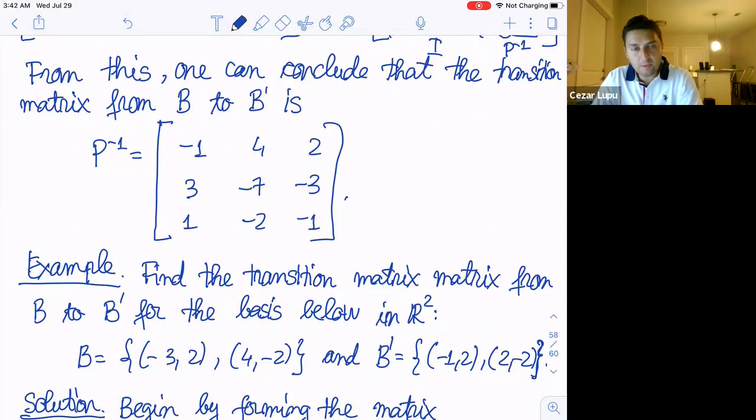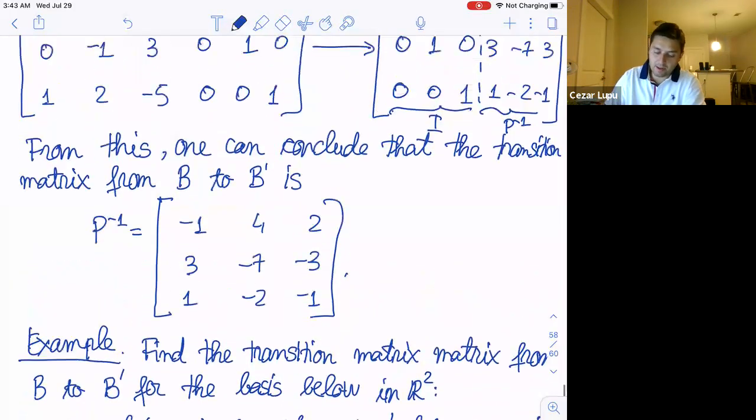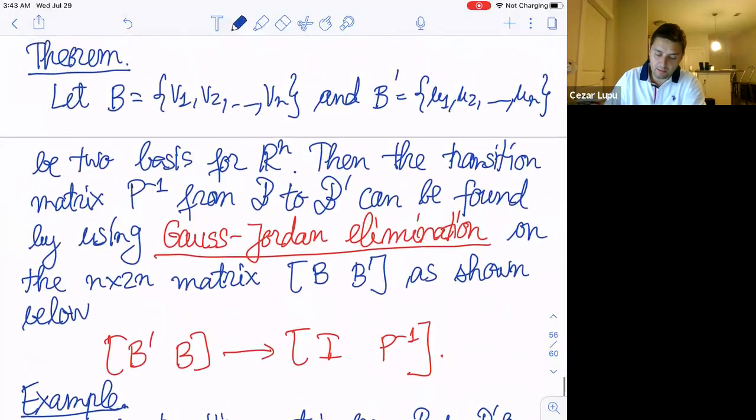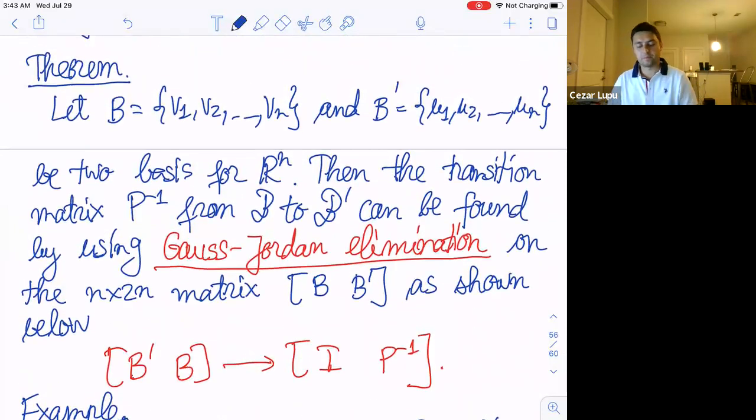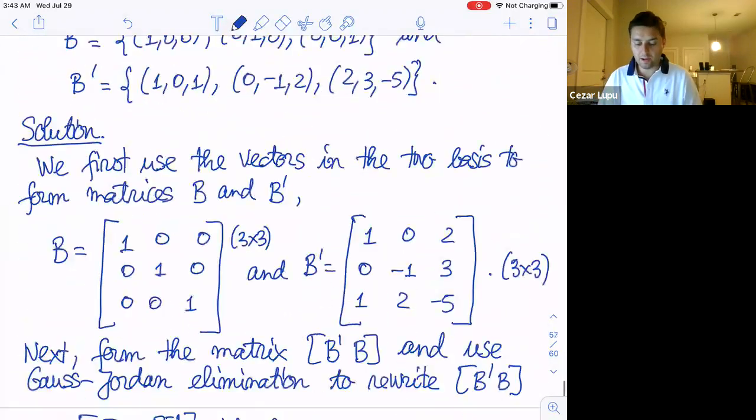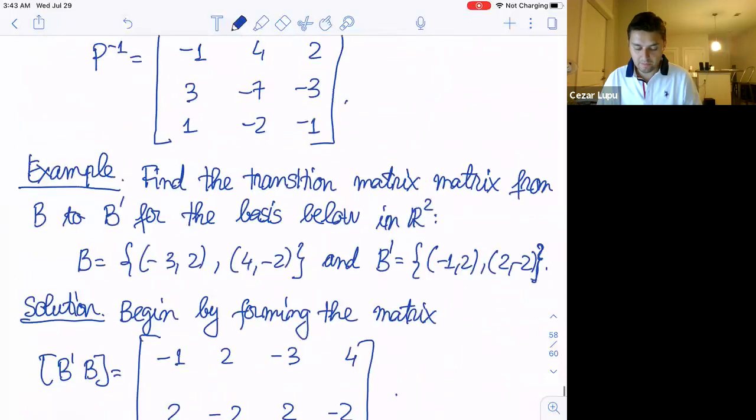So the example is, I want to find the transition matrix from B to B prime for these two bases. Again, I'll do the same thing. Keep in mind that I want to use this theorem. I want you to look at it to see. And once I form this n by 2n matrix, which in my case will be a 2 by 4, I perform Gauss-Jordan elimination. So let's go back to our example.